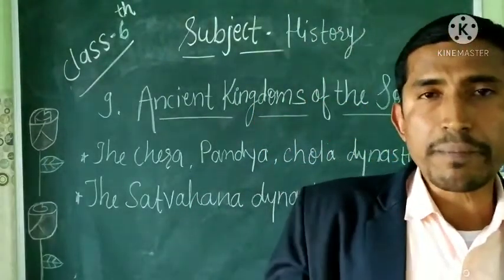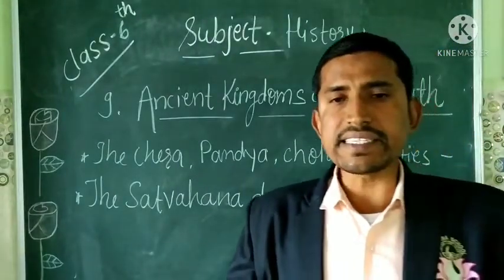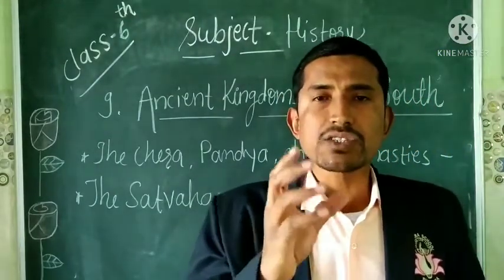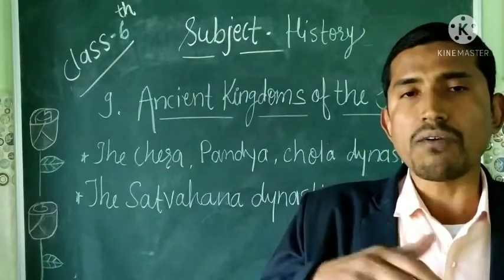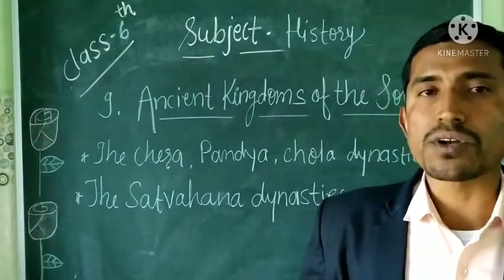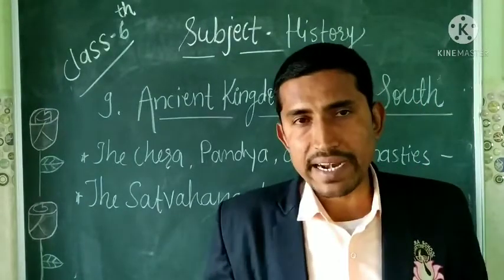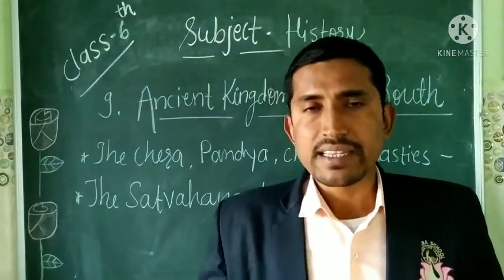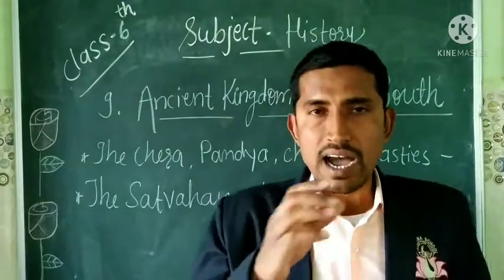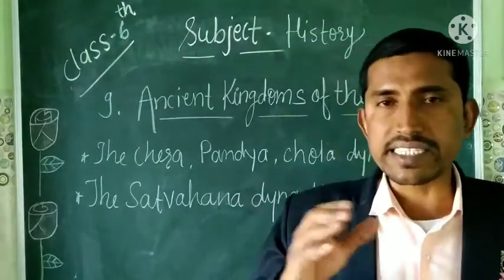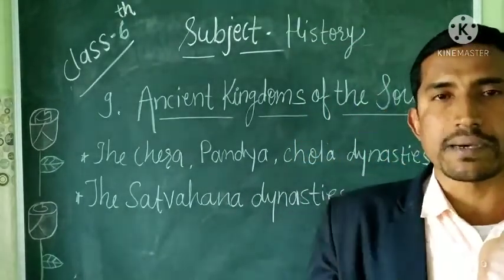And after becoming independent, these kings established small kingdoms of their own. Before, they were ruling under the Maurya Empire, but when the Maurya Empire declined, the local kings of Maharashtra, Andhra Pradesh and Karnataka established their own kingdoms.